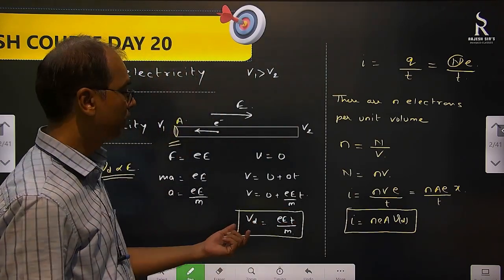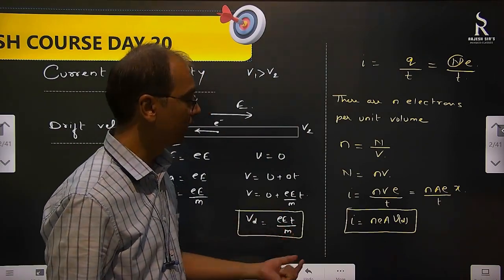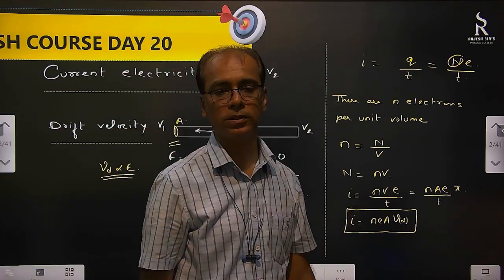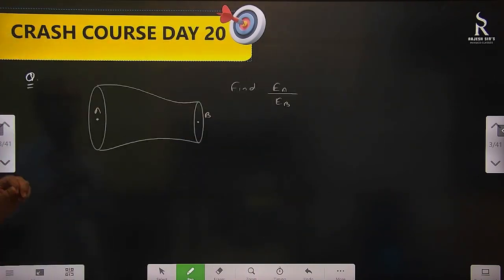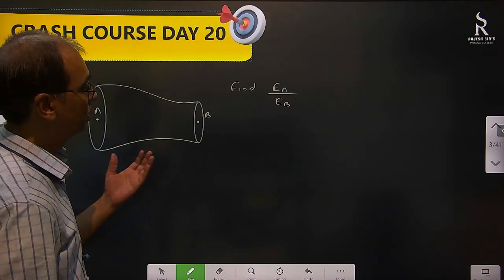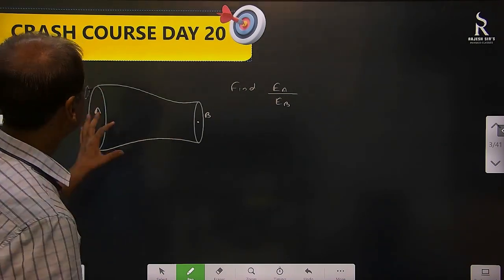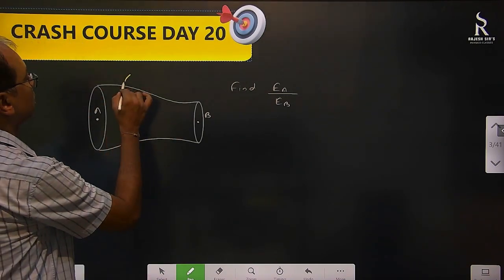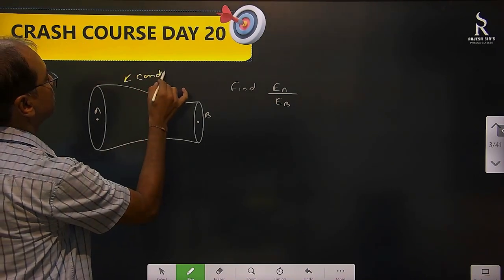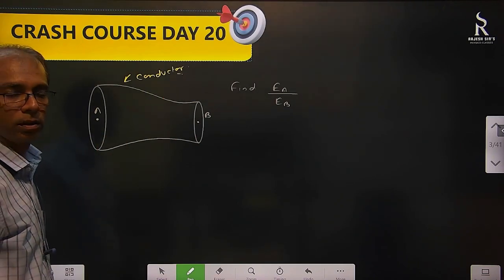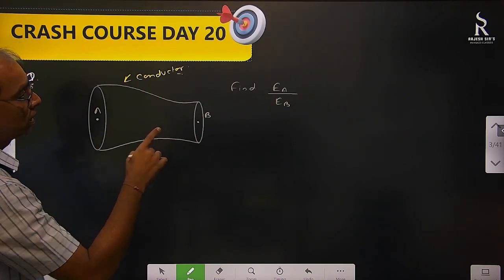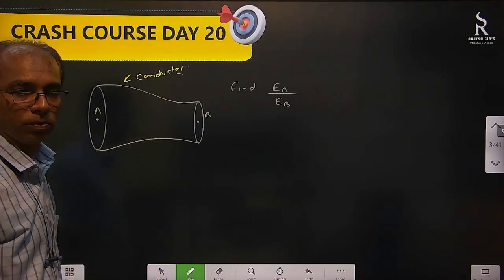Okay, drift velocity in terms of electric field is this, and the current and drift velocity relation is this. So I equals n e A v_d. Then there is a question. Okay, we got a relation, so let's have a question. This is a conductor, and the conductor shape is like this. We can see that this is a variable cross-section conductor. What is he asking? He is asking the electric field ratio.